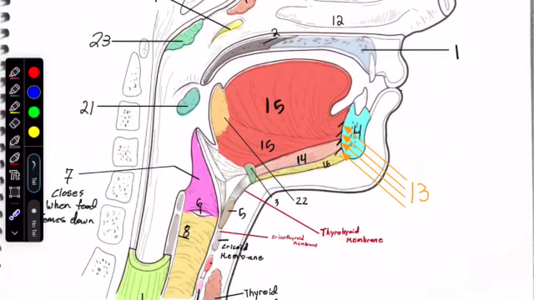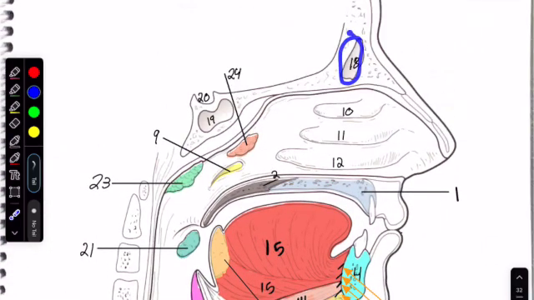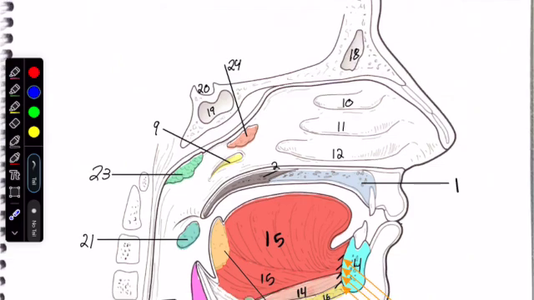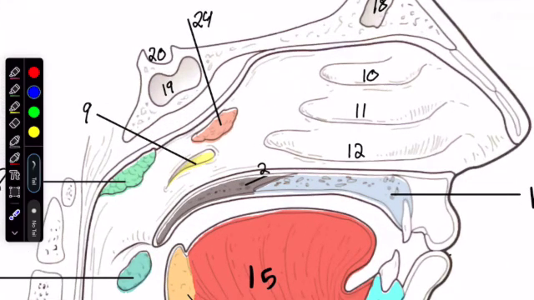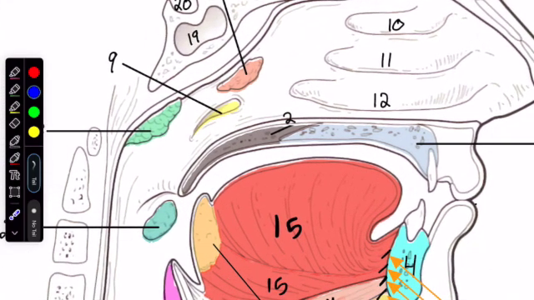18 is your frontal sinus. Talked about that so many times. 19, sphenoid sinus. Hopefully you remember what 20 is. Sella turcica, what sits in it? Pituitary. What comes out of it? Progesterone, estrogen, and testosterone, right?